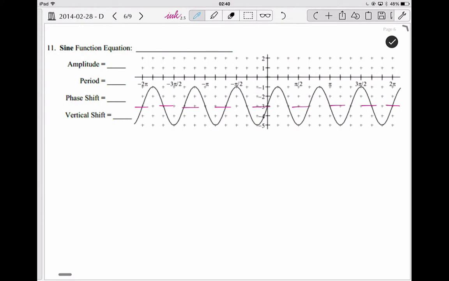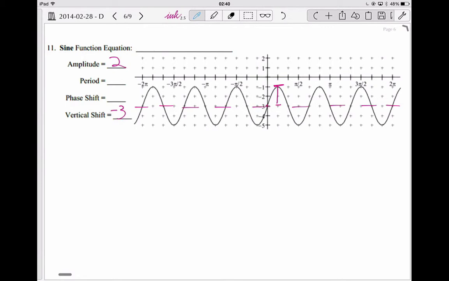Once you've got your center line, you can immediately say how it's been vertically translated. It went from wiggling around the x-axis to down here at y equals -3, so it's gone down 3. The other thing that center line makes really easy is figuring out your amplitude. From the center line, you go up 2 spaces, so our amplitude is 2.